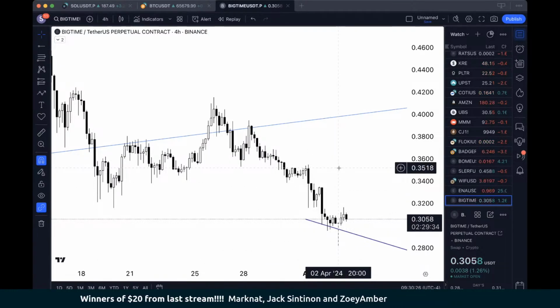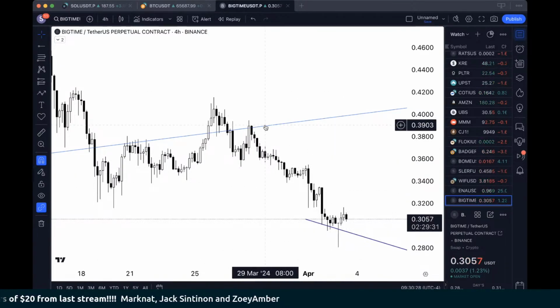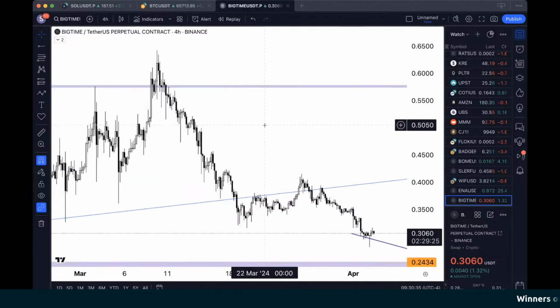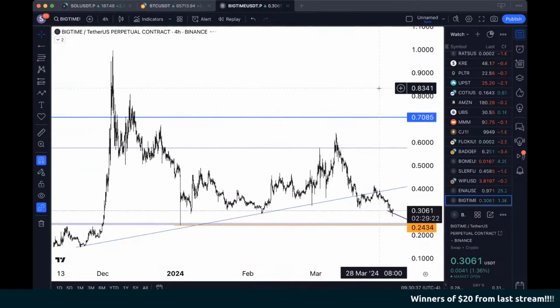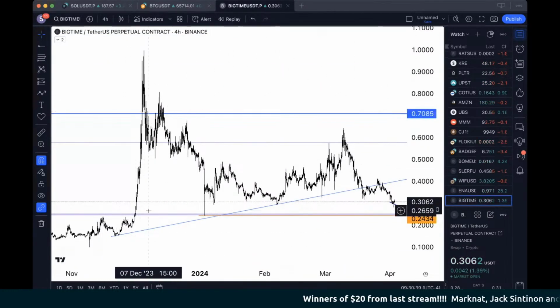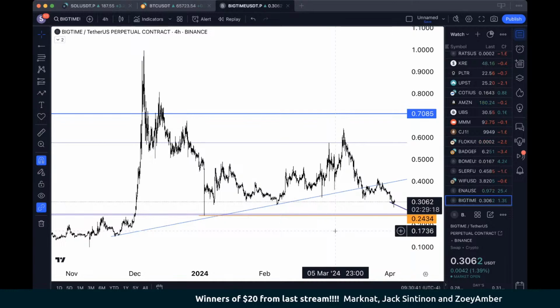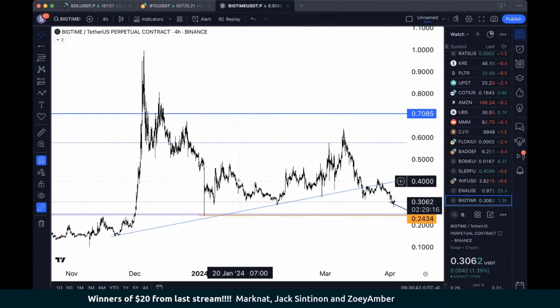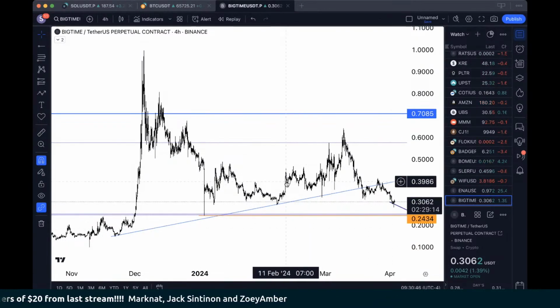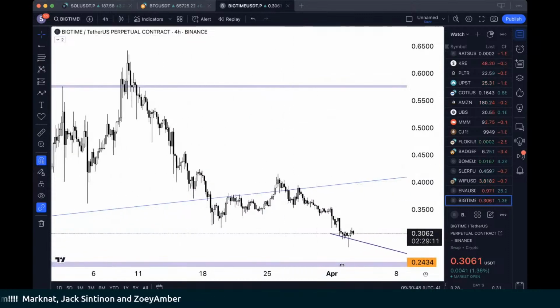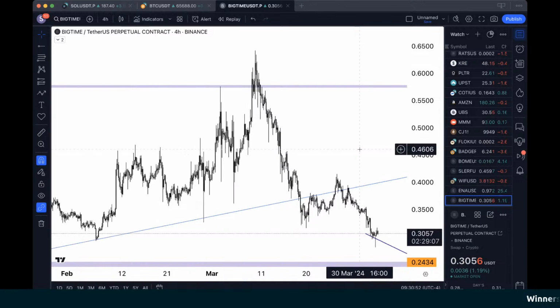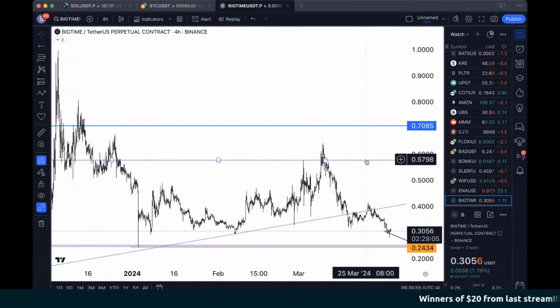I do think that stuff like this will ideally find its footing. When you have a coin that moved as much as BIG TIME in such a short period of time, you're going to have a little bit more volatility. Ideally, a little bit of consolidation, a move slightly lower, and then a move up to this secondary purple level.